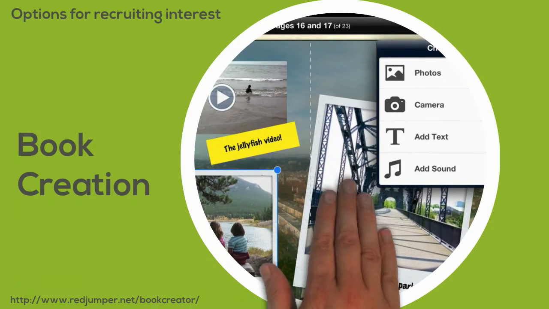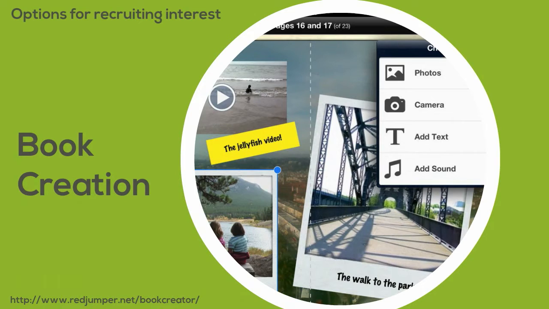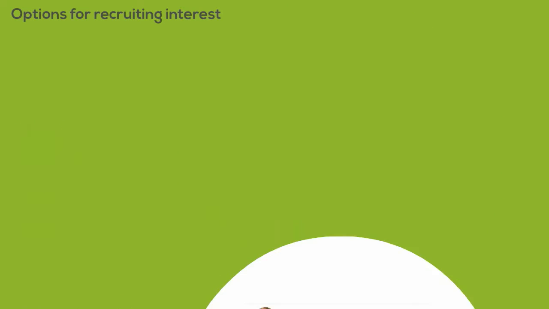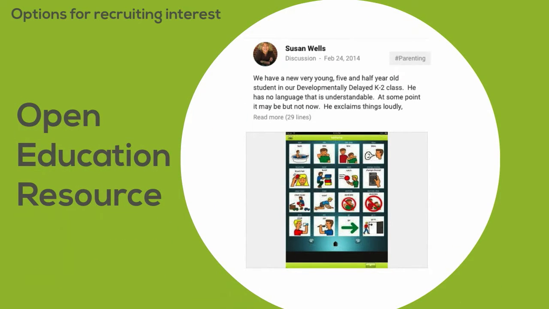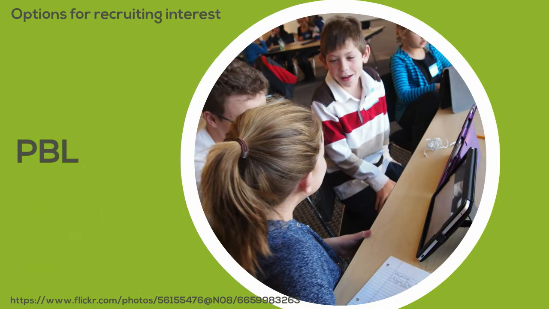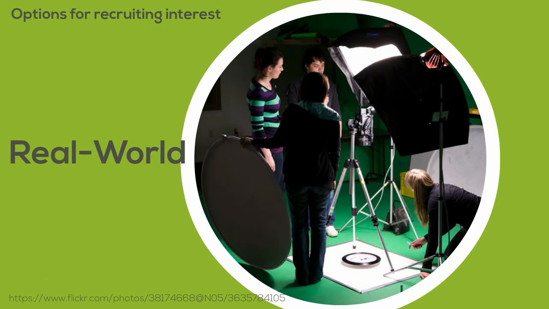Explore ways to make learning more relevant and authentic by including tasks with a real purpose, important enough to be shared with a wide audience. For example, build and publish books, collect and share data, or create shareable open education resources, as we are doing in this course. To go deeper, consider incorporating project-based learning into your instruction. In PBL, students don't go find out about a topic and report back. Instead, they actively solve real-world problems and collaboratively develop a solution.